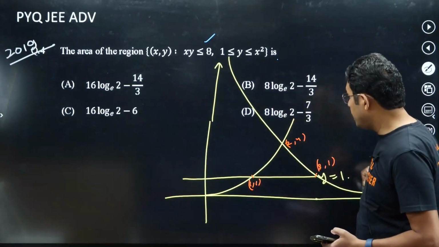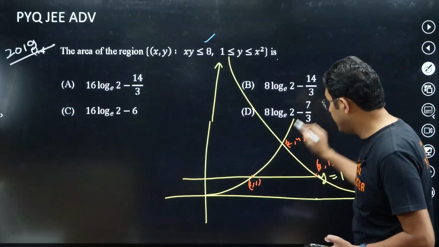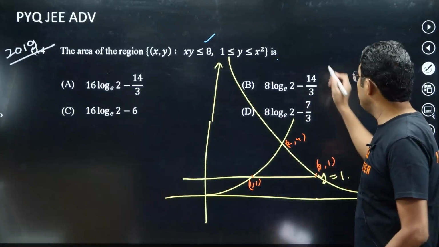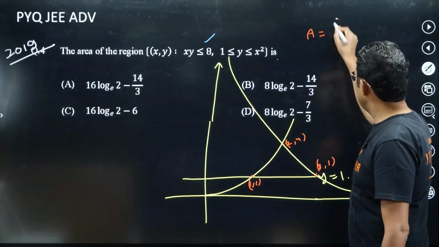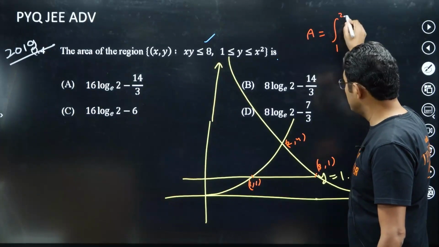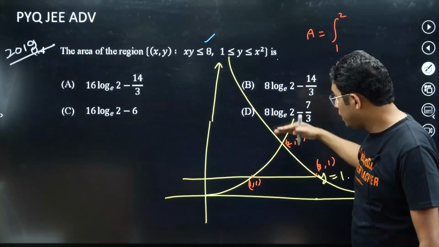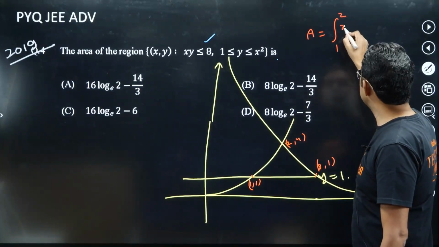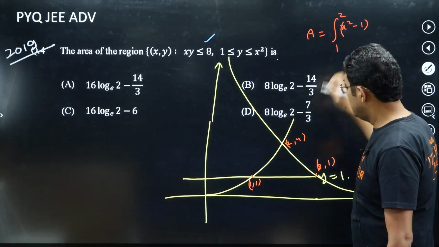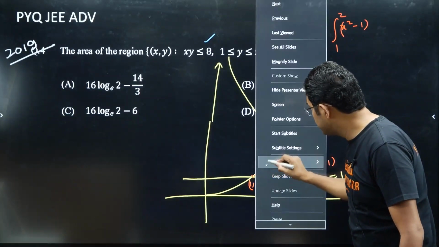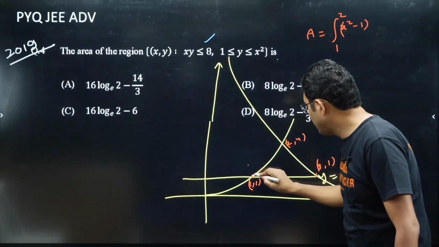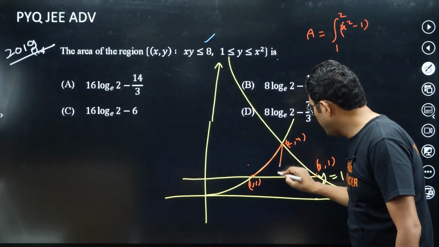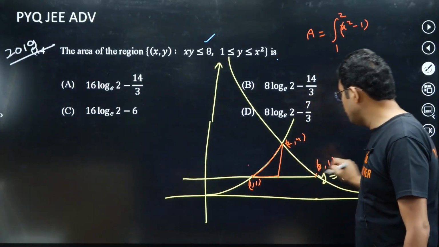Now this is a rectangular hyperbola, this is a parabola, and that's a straight line. If you want to find the area of this region, it will be from 1 to 2, that is, parabola minus 1, that is x square minus 1. The upper boundary is the parabola, and at this point the lower boundary is y is equal to 1.